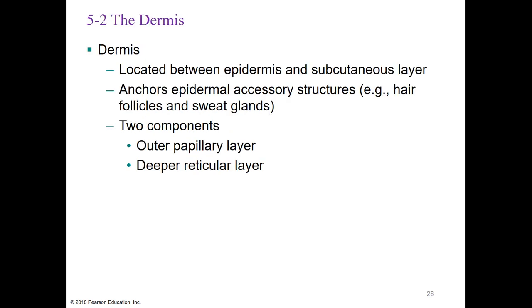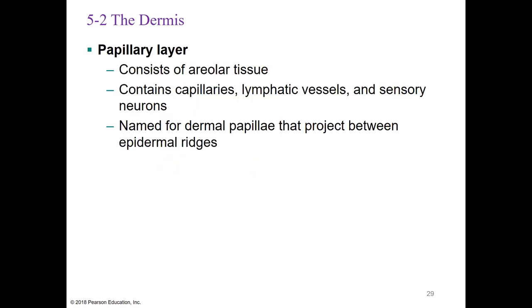So now that we've talked about the epidermis, we can go a little deeper to the dermis. The dermis is located between the epidermis and the subcutaneous or hypodermis layer. It will anchor accessory structures like hair follicles and sweat glands. And there are 2 parts to the dermis. We have a papillary layer and a reticular layer.